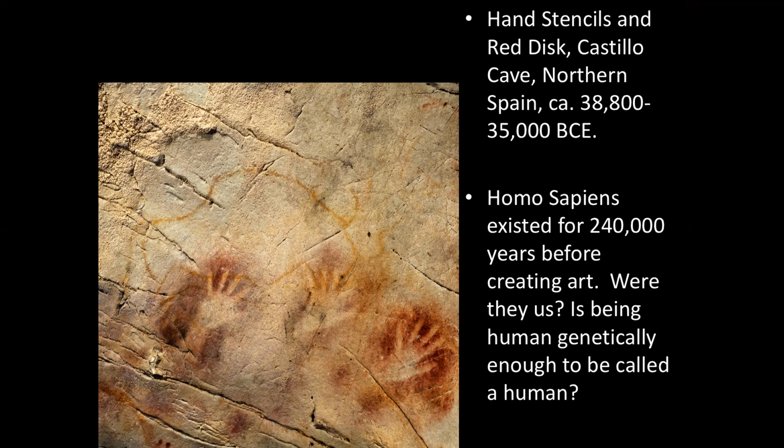After 240,000 years, they made things that were much more complicated. So the question I ask is, although Homo sapiens existed before 200,000 years ago and seemed to be physically like us, were they us? Is being a human genetically enough to be called a human? Can we look at a human population and say they don't create something? Are they still human? So what I'm asking with this question is what it means to be human, and perhaps what is unique about us compared to other animals, even the ones that are closely related to us.